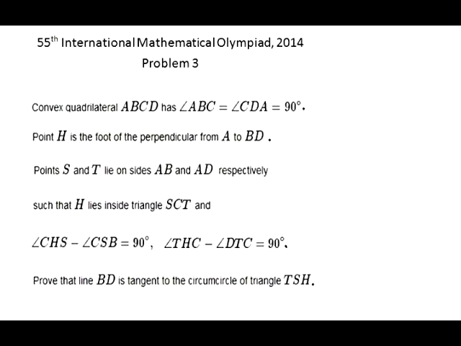Points S and T lie on sides AB and AD respectively, such that H lies inside triangle SCT. And the difference between measurements of angles CHS and CSB equals 90 degrees. Also, the difference between measurements of angles THC and DTC equals 90 degrees. Prove that line BD is tangent to the circumcircle of triangle TSH.